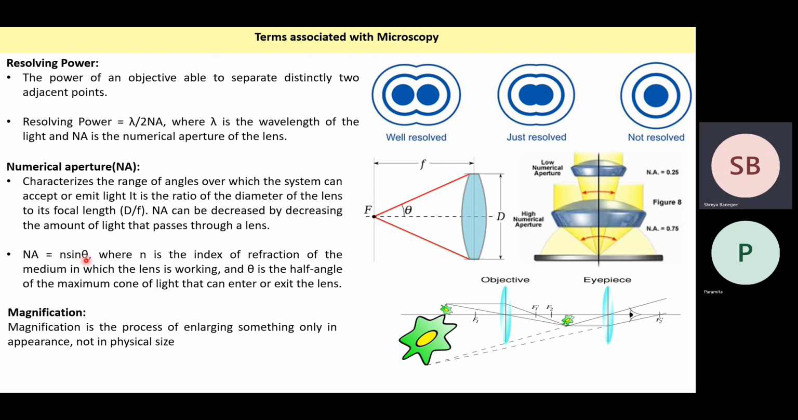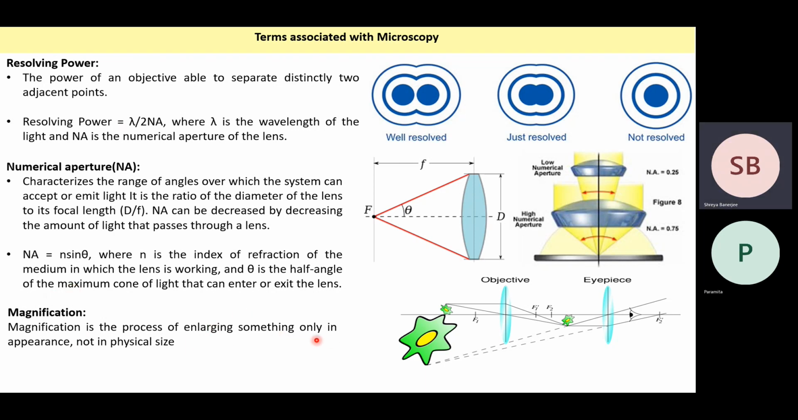And if you take n sine theta, where n is the refractive index of the medium, in air the refractive index is generally 1. So if you take n sine theta, that also gives you the value of the numerical aperture. The third term associated with microscopy is called magnification.